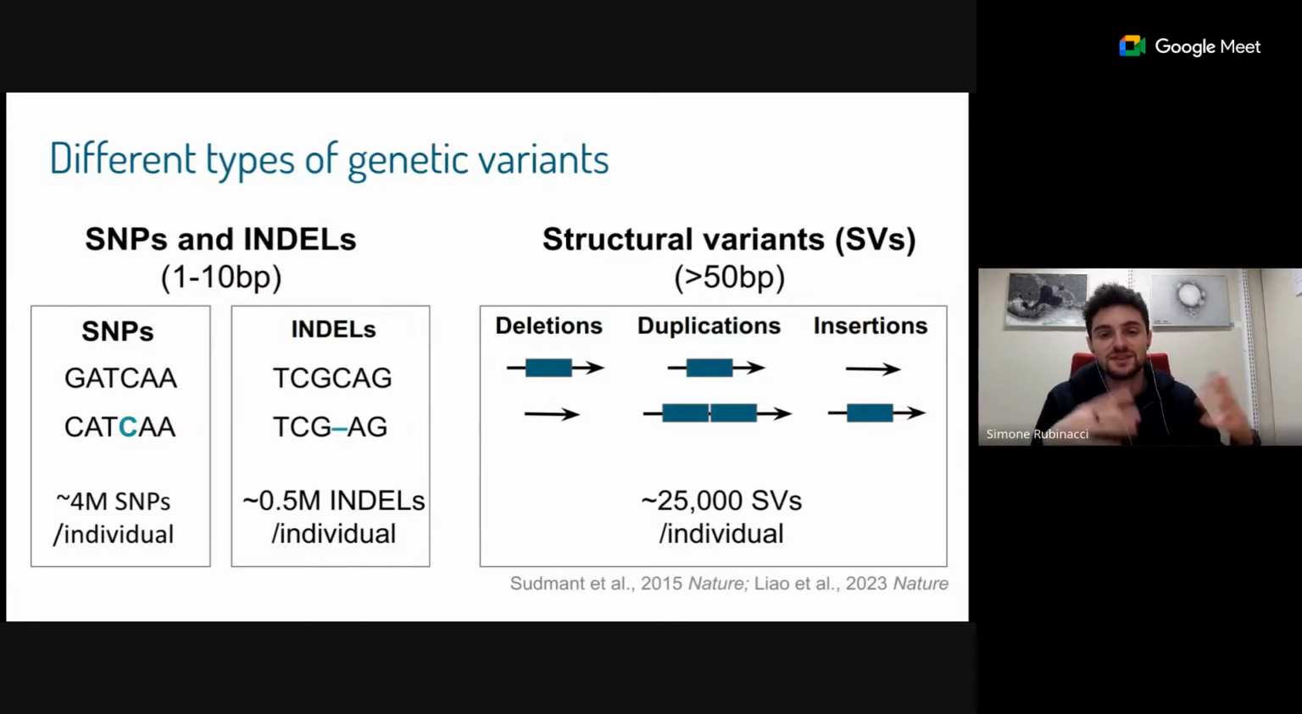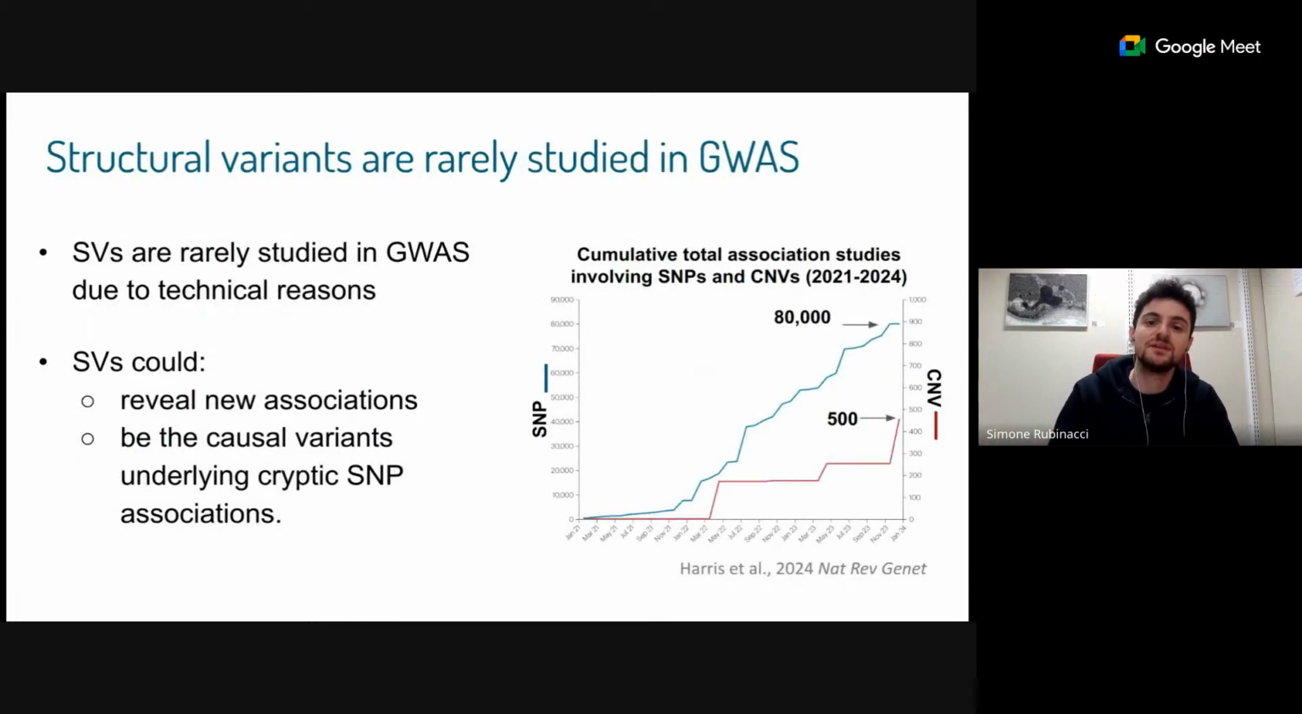And they come in many forms. They are deletions, duplications, insertions. And because these structural variants are large, they can even span several kilobases. They have a large effect on phenotypes. And indeed, many structural variants have been shown to be drivers of very important Mendelian disorders. But despite this, structural variants have been rarely included in GWAS. And this means that the impact of structural variants on more complex traits and diseases is still largely unknown.